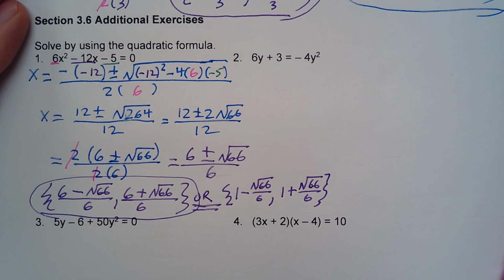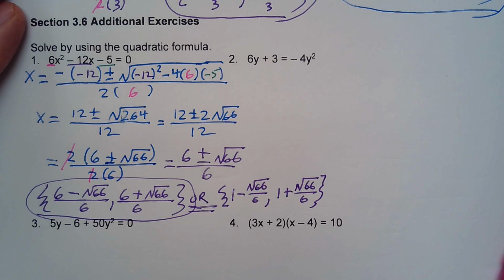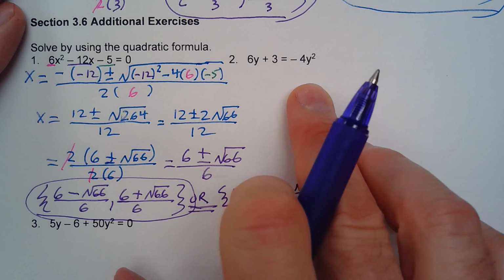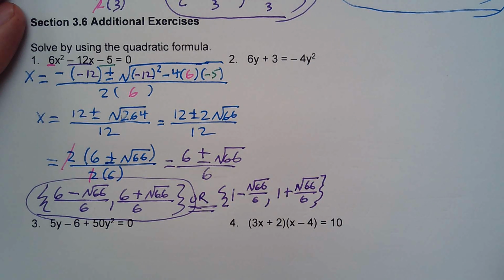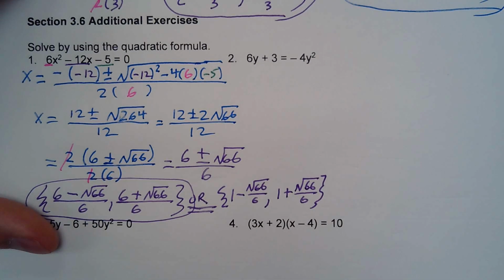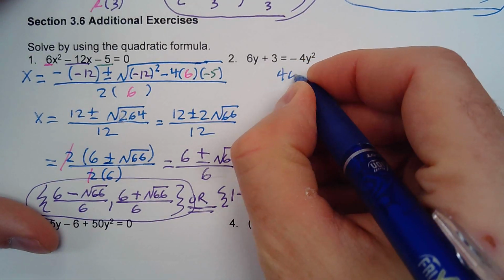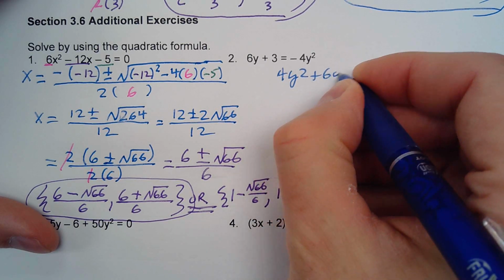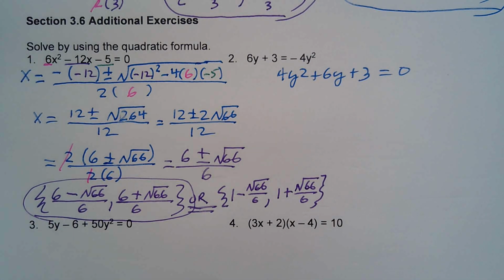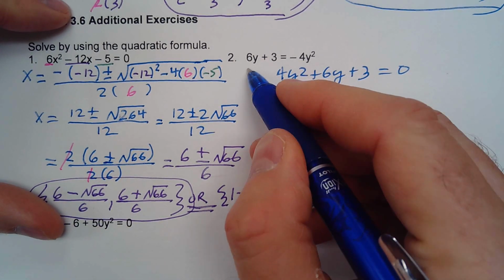Let's try number 2. So number 2, our quadratic equation is not in the right form. So I need to go and get that y squared term on the other side. So I'm going to add 4y squared to both sides. So that will give us 4y squared plus 6y plus 3 equals 0. And now I'm ready to use the quadratic formula.